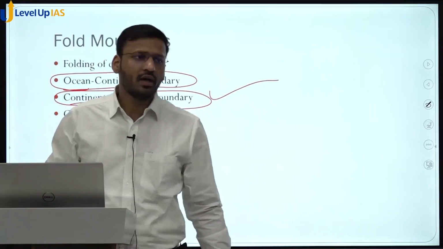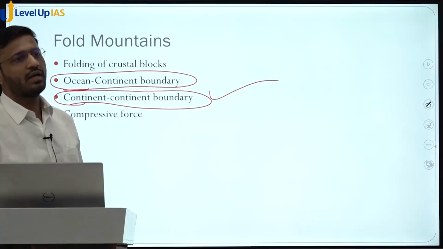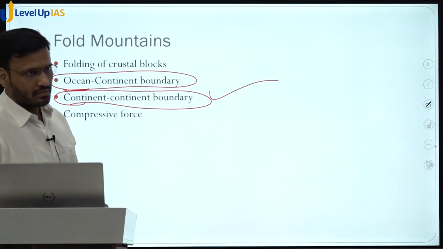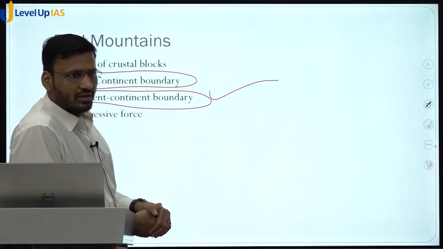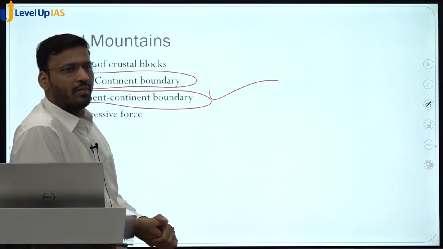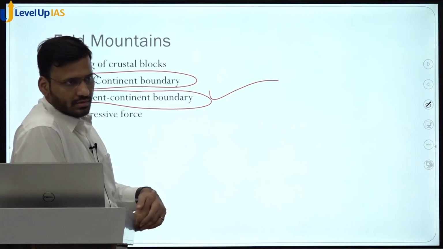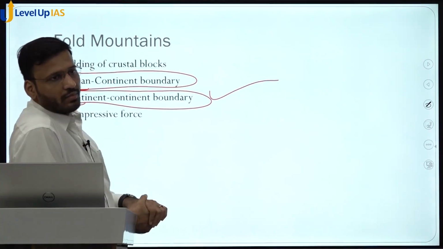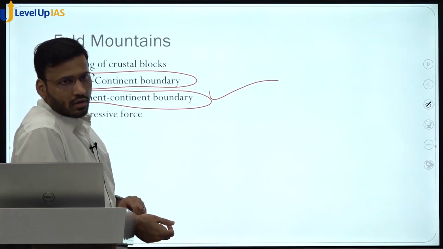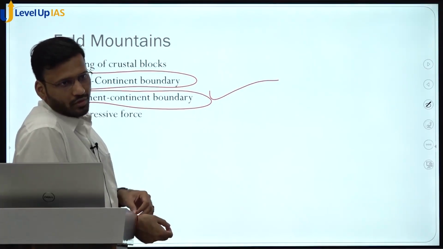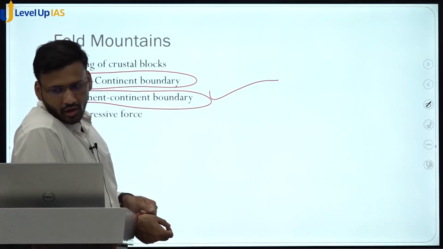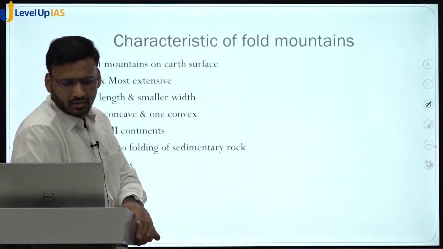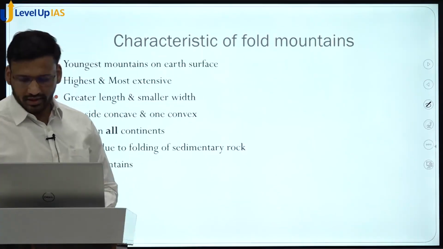Exceptional. Okay. Generally at an oceanic-continental boundary, fold mountains will form. On the margins of another continent, we'll have fold mountains. Getting it? So the ocean-continent boundary is also responsible for the formation of fold mountains. Okay. So what are the characteristics of fold mountains?